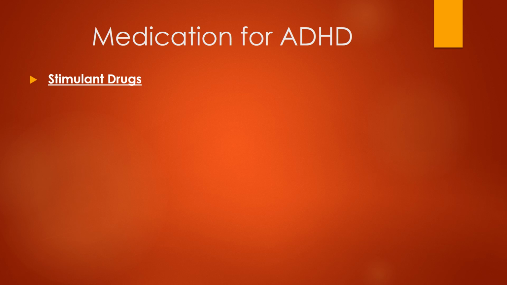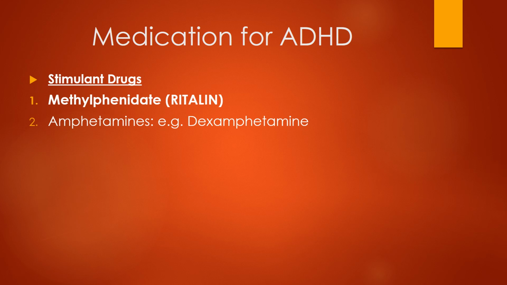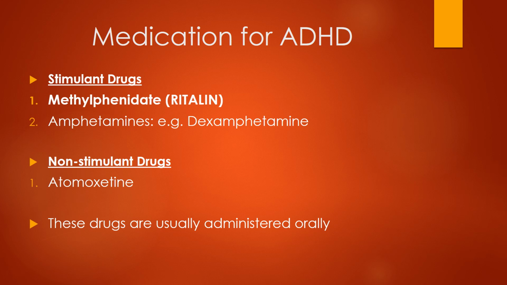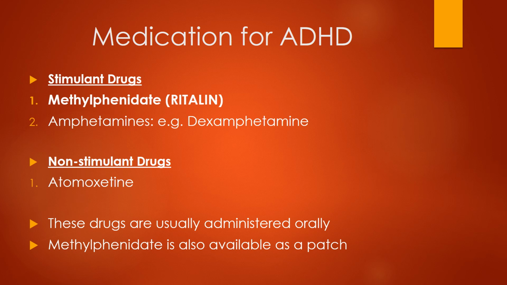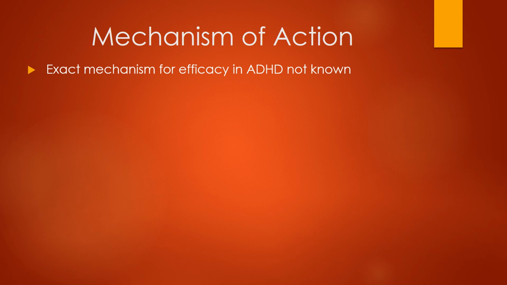The medication for ADHD include stimulant drugs such as methylphenidate and amphetamines, and non-stimulant drugs such as atomoxetine. These drugs are usually administered orally. Methylphenidate is also available as a patch. The exact mechanism for efficacy of medication in ADHD is not known.